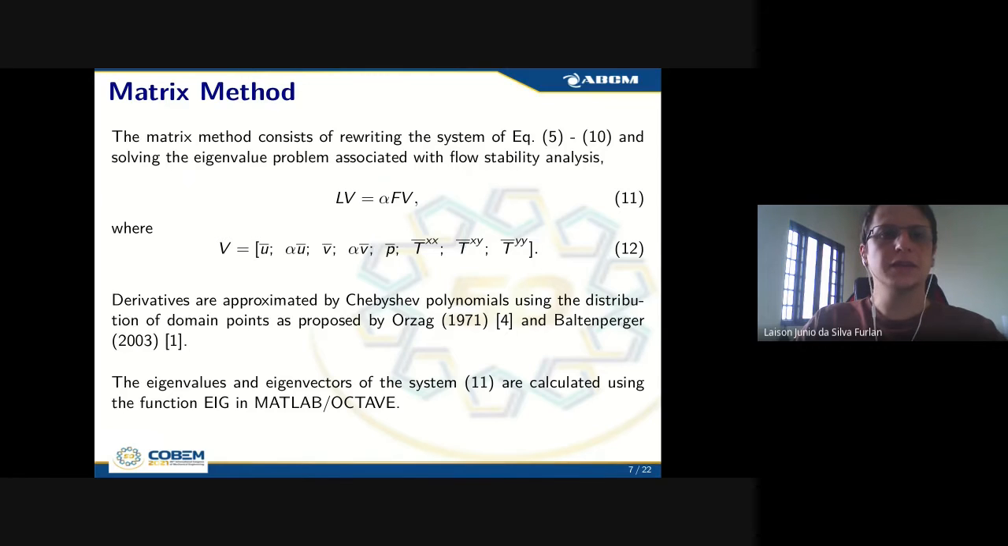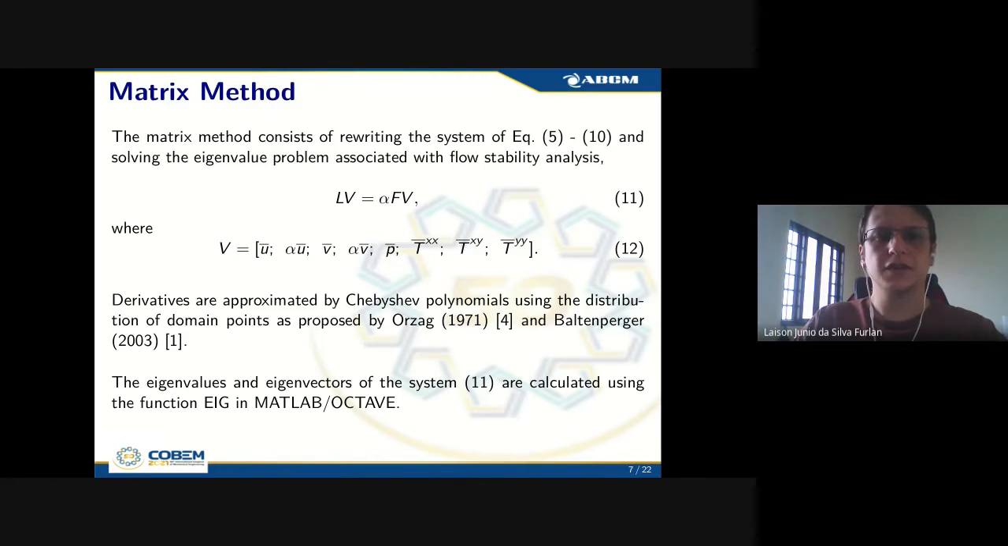The matrix method consists to rewrite the system to solve the eigenvalue problem associated, as presented in equation 11. To rewrite this system of equations as equation 11 presents, it is necessary to use the eigenvector as presented in 12.